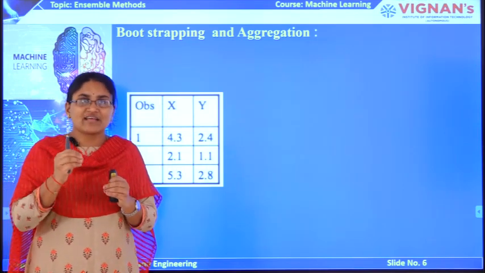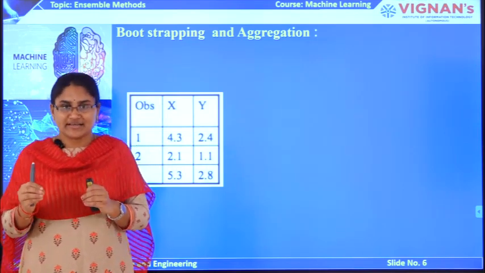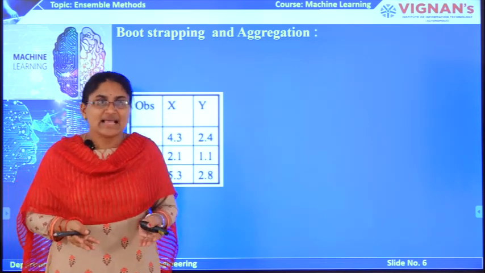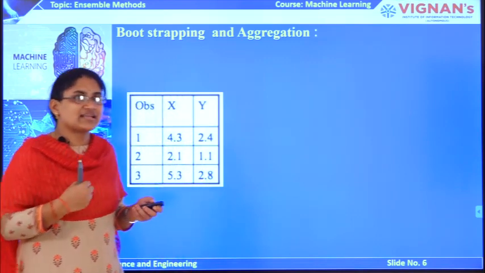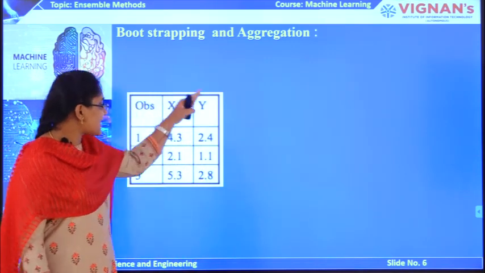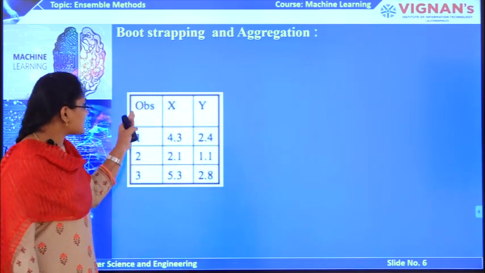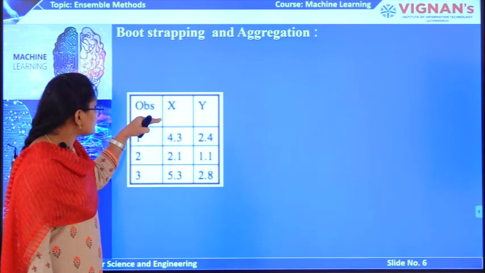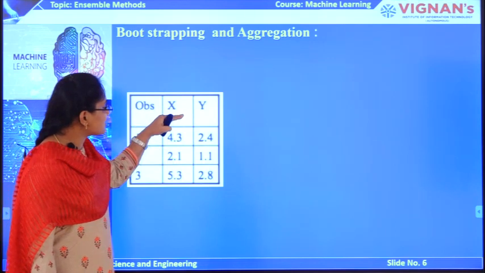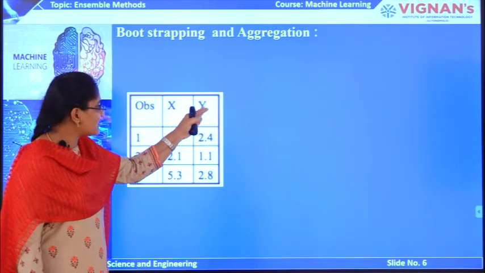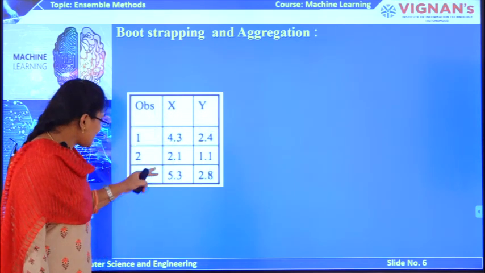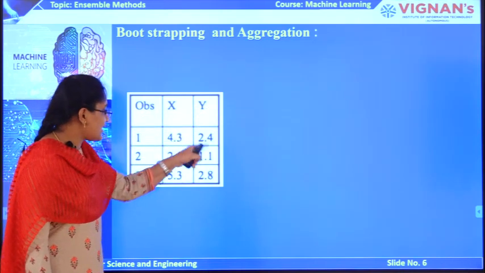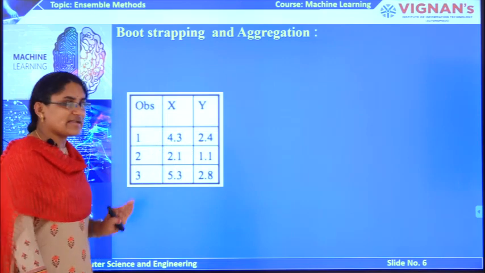Here we are using row sampling with replacement, so we get one sample multiple times. Let's see with an example, we can easily understand. This is the considered example. This contains three attributes: observation, x, and y. Here in observations we have three observations. These are the x and y values. Okay, this is our complete data set.